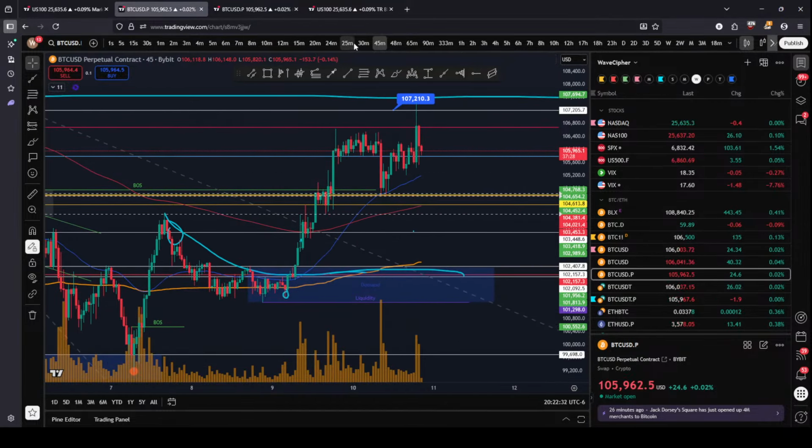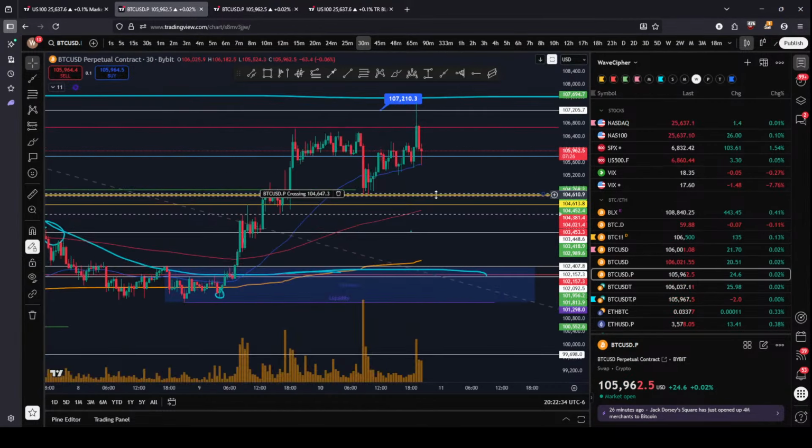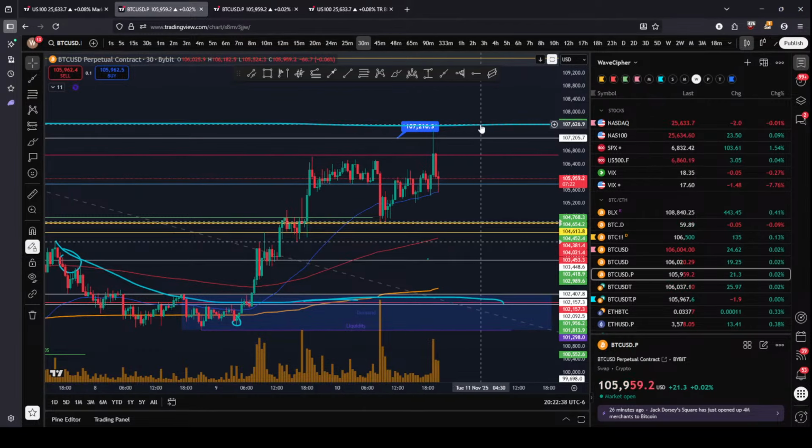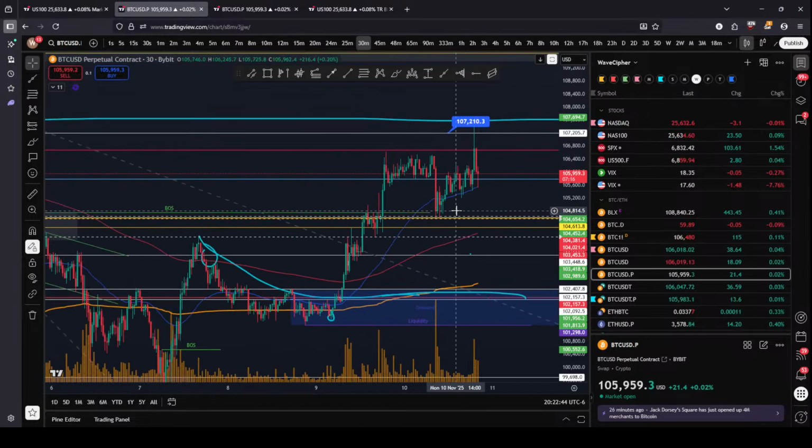But really, all that's important on Bitcoin right now is just watching 104,700. If that doesn't break, we can come up here and flip our 1 hour bullish at 107,700. Otherwise, we're coming down, boys.